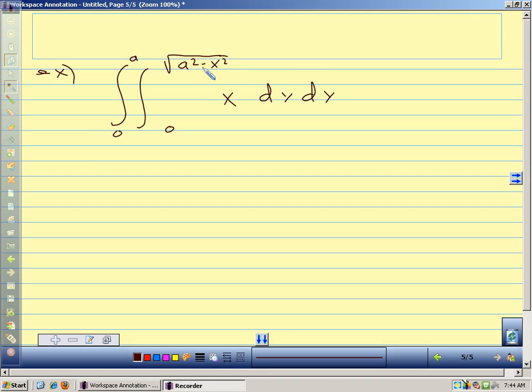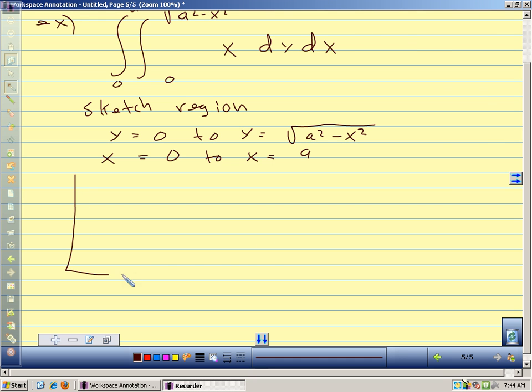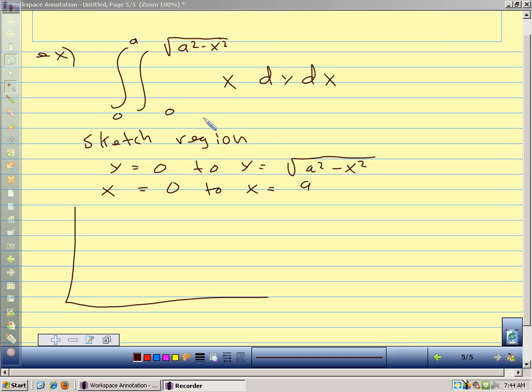So let's see if this is easier in polar coordinates. So let's sketch the region. Our limits tell us that y equals 0 to y equals square root of a squared minus x squared. And x equals 0 to x equals a. So my region, like so. Y equals square root of a squared minus x squared.